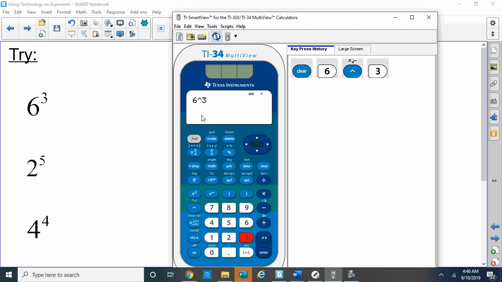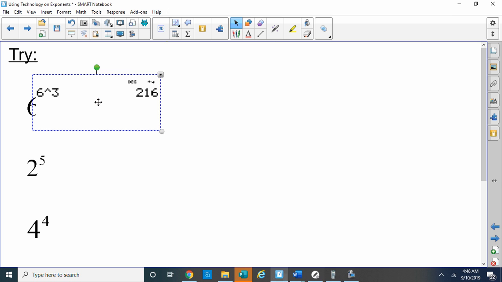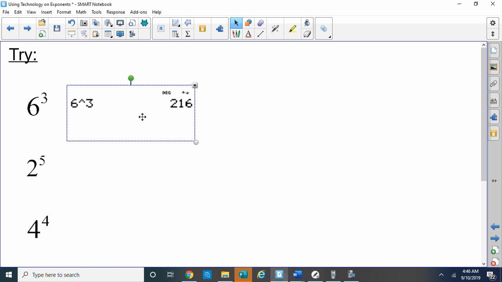So it's going to take the 6 and take the number that's next to the caret button after it and put it up there. So that'll be how you write 6 to the 3rd power, or 6 to the exponent of 3, and that is equal to 216. And you could have written it out 6 times 6 times 6, or 6 to the 3rd power. 6 times 6 is 36, and 36 times 6 is 216.